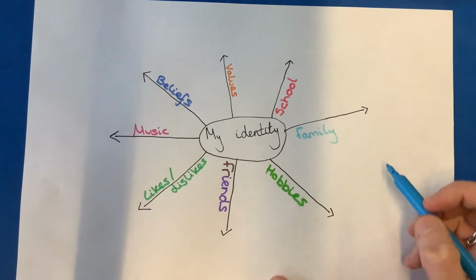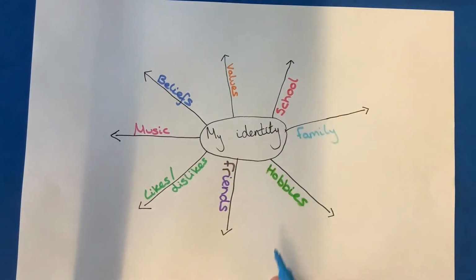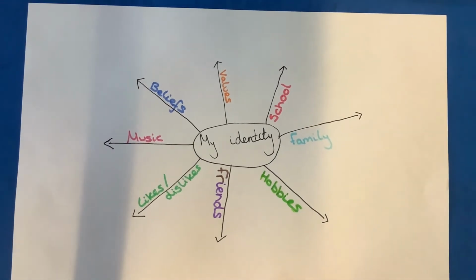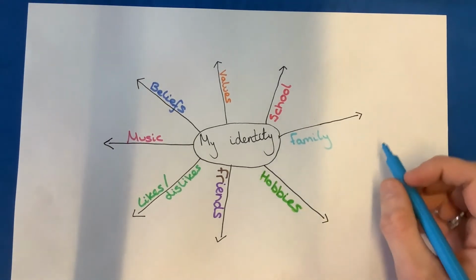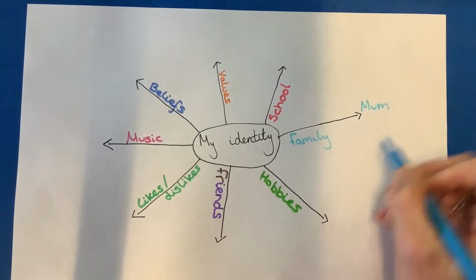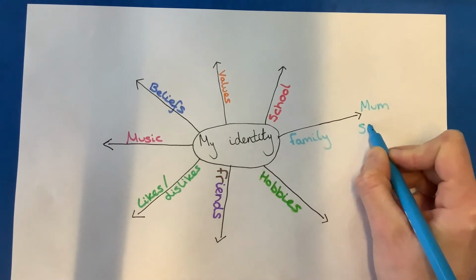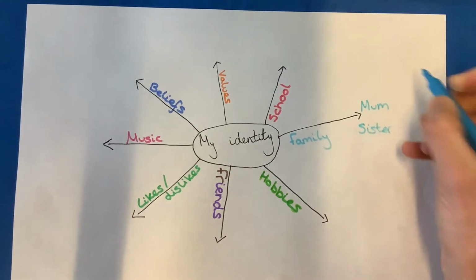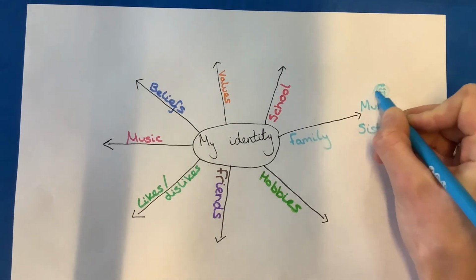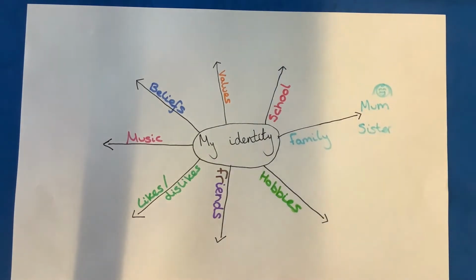Okay, so you should have a mind map that looks something like this. So my identity in the middle, and then your arrows around the outside. Try to space your arrows out so you've got space for everything. So I'm just going to model a few for you. For example, on family, I'm going to put my mum on there and my sister. And I'm going to draw a nice smiley picture of my mum because she's always smiling. Can you see her? There she is.